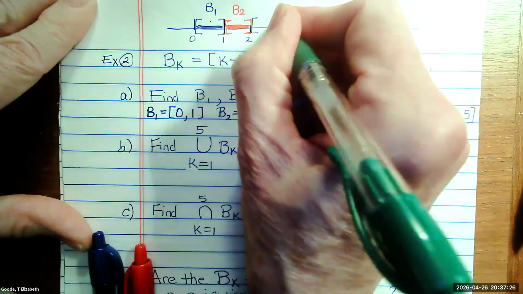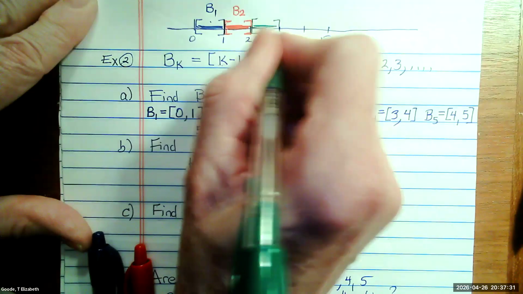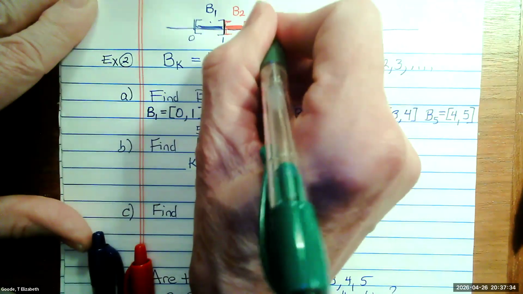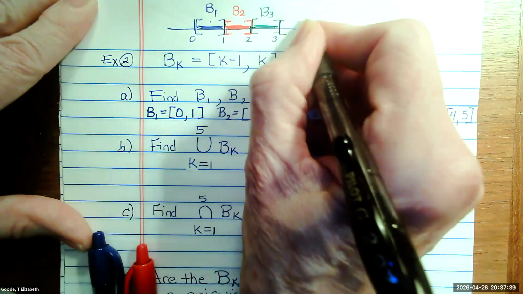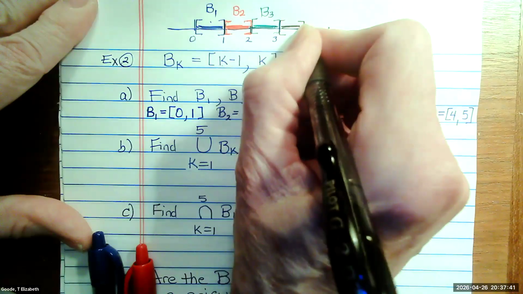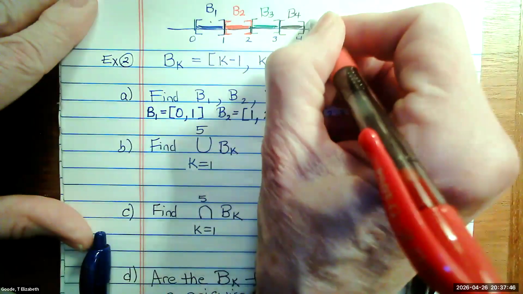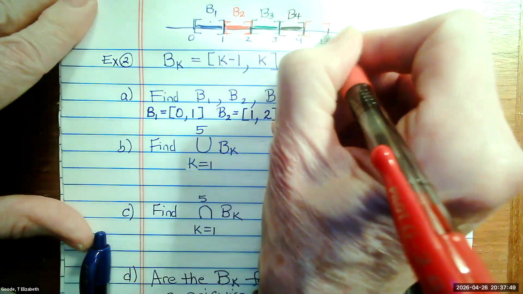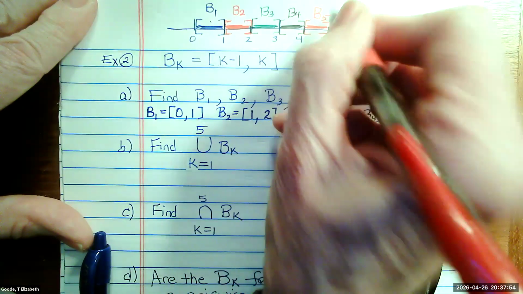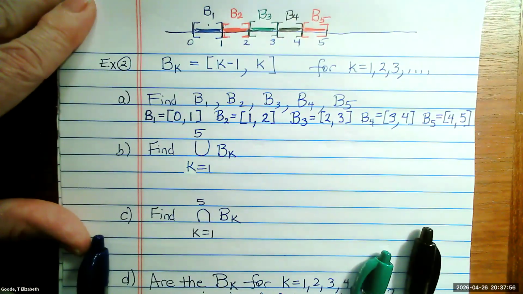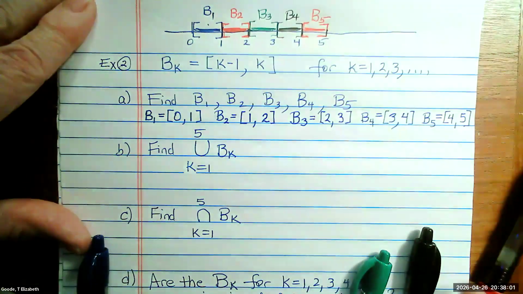B3 starts at 2, ends at 3, everything in between, infinitely many numbers, and it includes its endpoints. B4 starts at 3, ends at 4, includes the endpoints and everything in between. And then B5 starts at 4, ends at 5, includes the endpoints and has everything in between. So it's a slightly different picture because we've got square brackets all over the place.